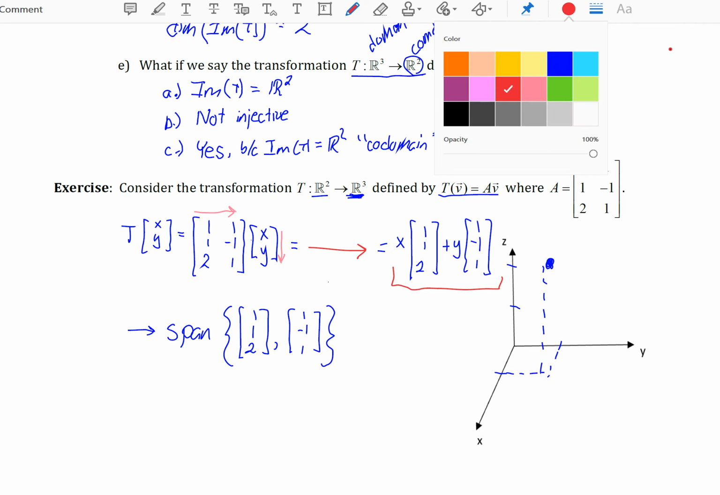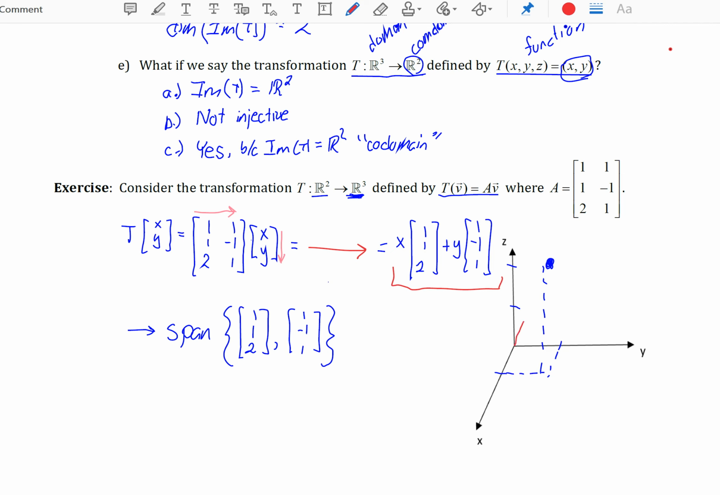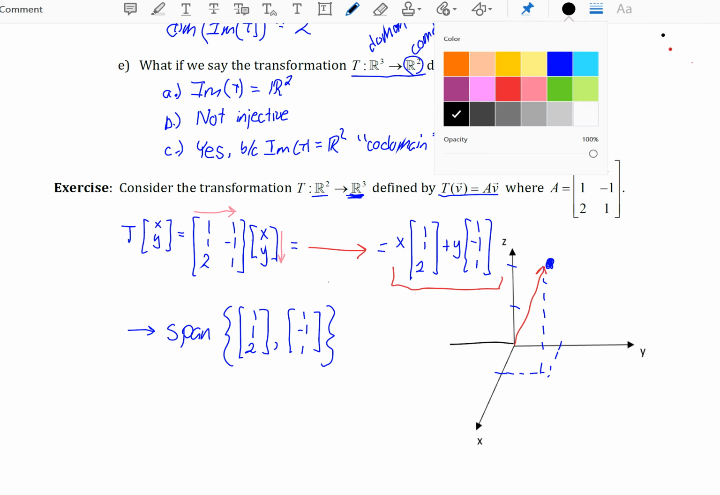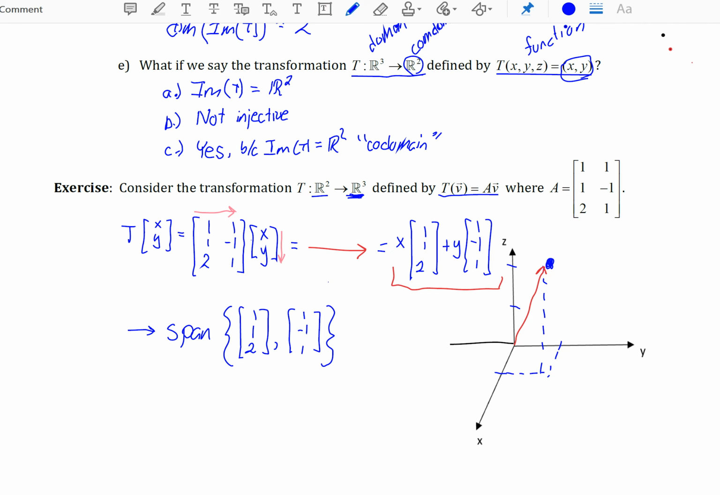So it's a vector that from the origin points to this point in 3 space. The vector 1, negative 1, 1 points 1 in the x direction, negative 1 in the y direction, and 1 in the z direction. So it points here.